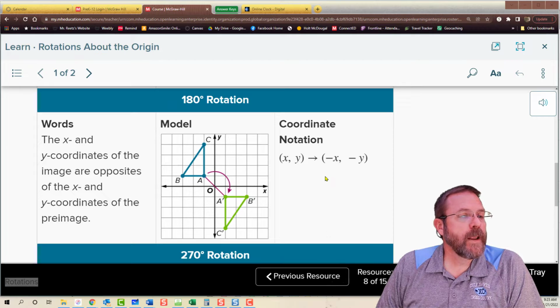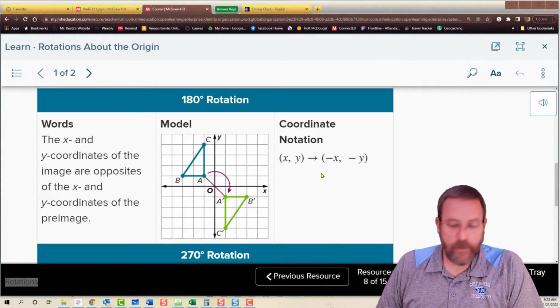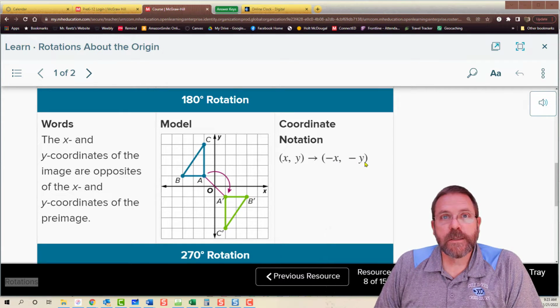For a 180 degree rotation, this time we're going to leave them in the same orientation. X and y stay where they were, but now we're going to make both of them opposites of what they were. So if x was positive, it's going to become negative. If x was negative, it's going to become positive.